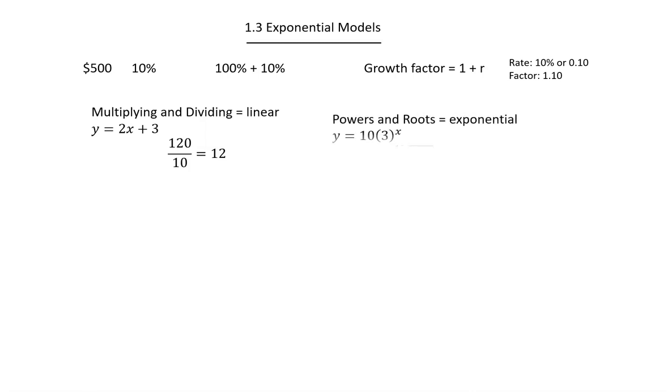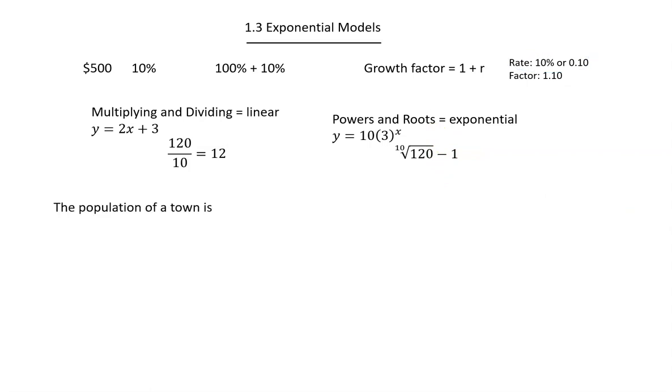For exponential growth, we use powers and roots. So in an equation, I would have y equals 10 times 3 to the x power. If I wanted to find my rate of growth, if I grew 120 units over 10 months, I'd take the 10th root of 120. Now, that would give me my growth factor. So then I would have to subtract the 1 in order to get my growth rate of 10%.